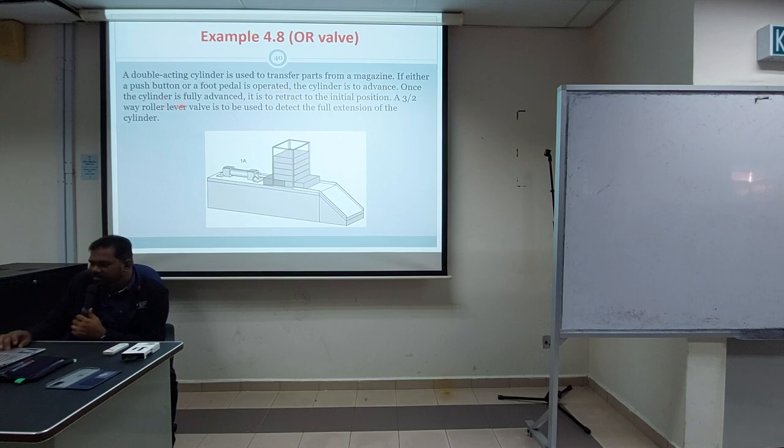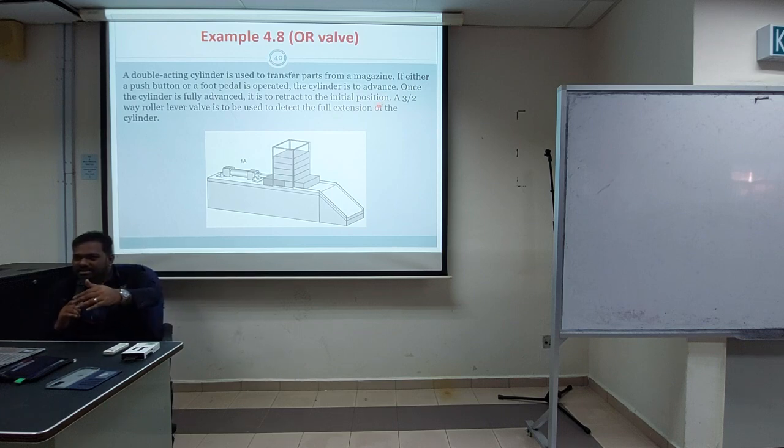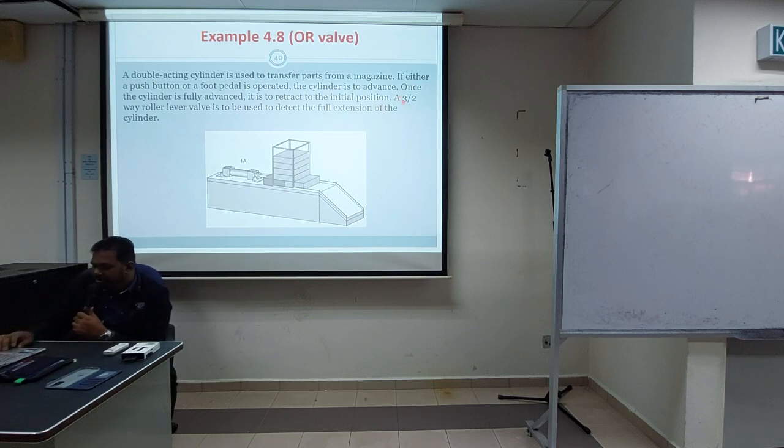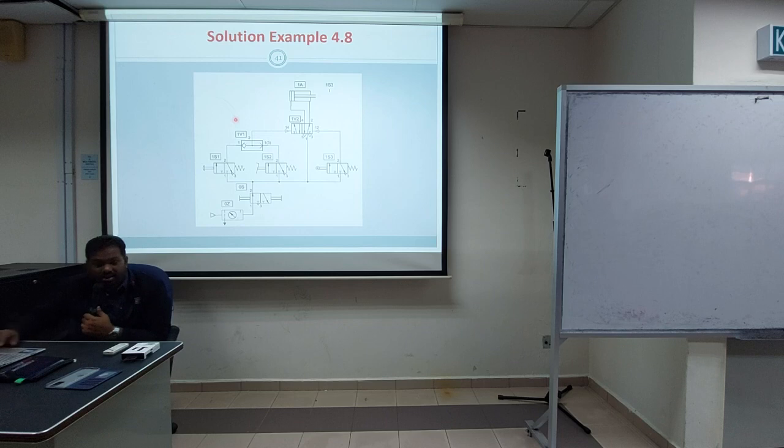Once the cylinder is fully advanced, it is to retract to the initial position. So at the end there is a sensor; it has detected that the cylinder has advanced, it turns on, and the cylinder retracts. A 3/2-way roller lever valve is used to detect the full extension of the cylinder, so it acts as a sensor to detect the extension.